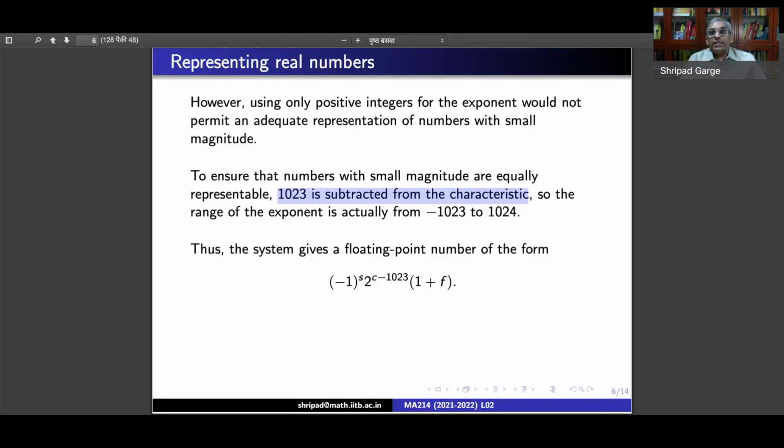So once again, s is the first singleton bit. If that is 0, our number is positive. If s is 1, then our number is negative. Then the next 11 digits will tell you what the exponent of your number is, the characteristic of your number. That characteristic C gives the exponent, but you adjust it so that you have a symmetric set of exponents which are represented. And ultimately you have this number 1 plus f.